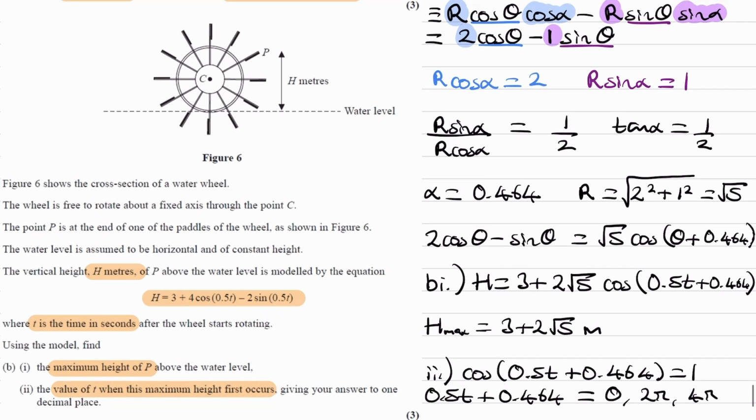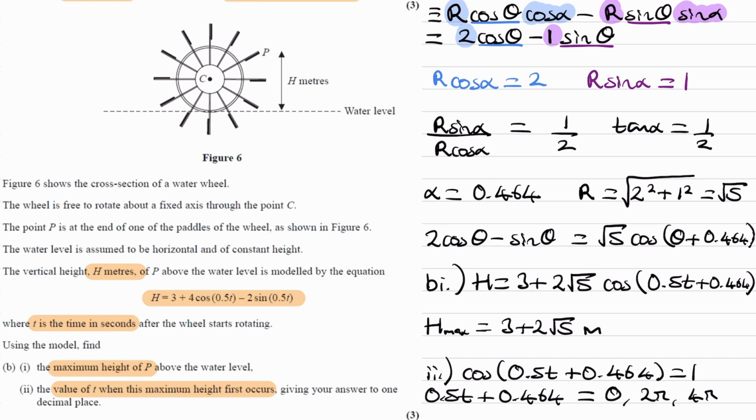Part C. In a single revolution of the wheel, P is below the water level for a total of T seconds. According to the model, find the value of T, giving your answer to 3 sig figs. Alright, so we're trying to work out time T. Time T is the time for which P, this point over here, is beneath the water level. As you can imagine, the wheel rotates, P is going around like this, eventually P hits the surface of the water, it then dips beneath the water level, and hits the water surface again. We're looking for that time there.